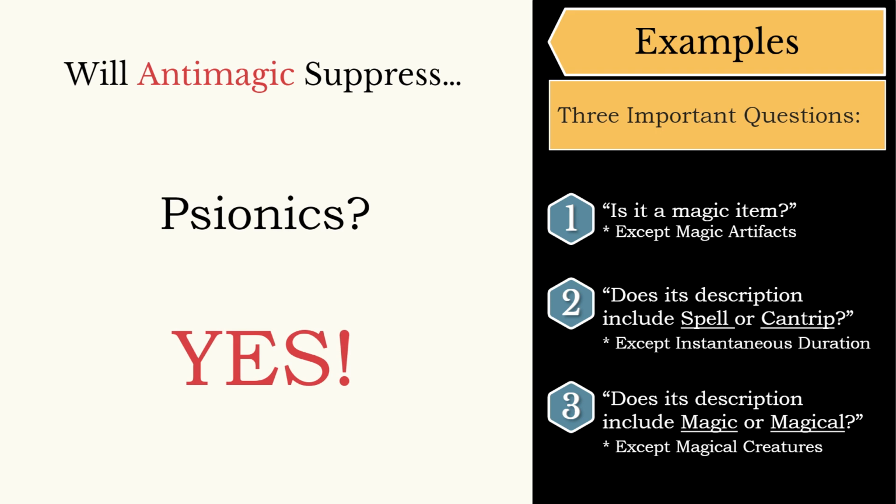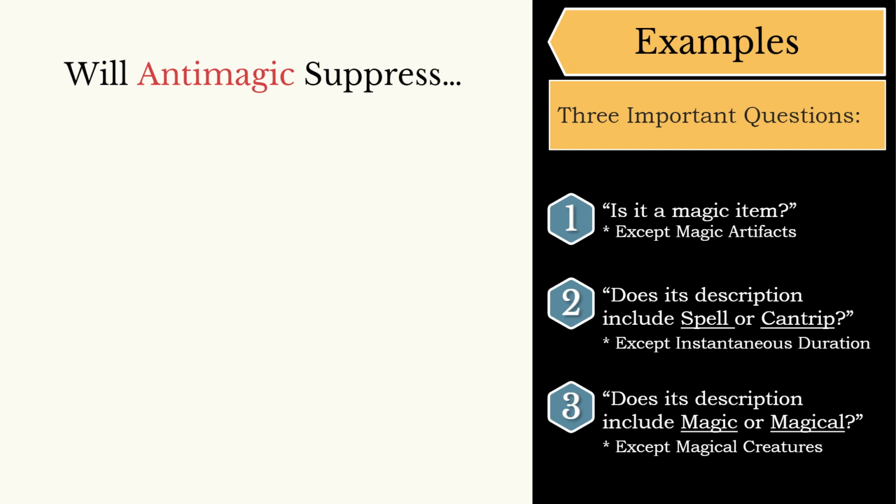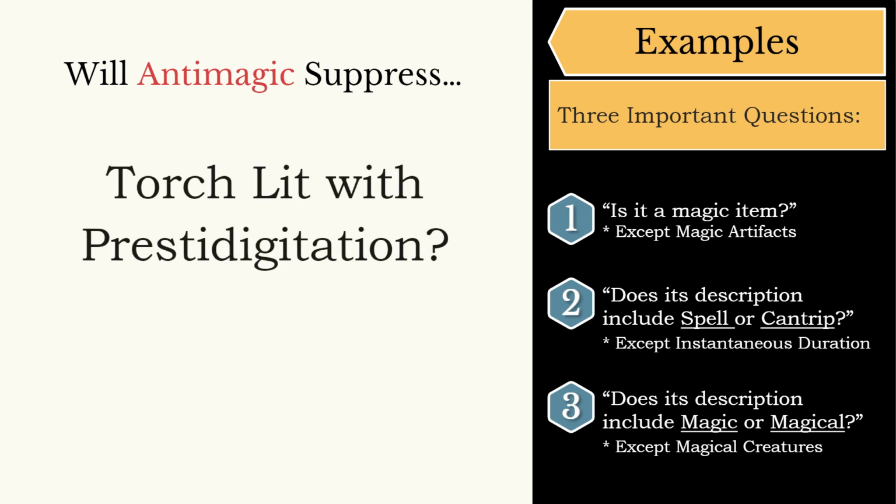Innate spellcasting is still spellcasting, so psionics will not function while inside an anti-magic field. How about a torch that was lit with prestidigitation? Would that torch go out as soon as its bearer walks into an anti-magic field?